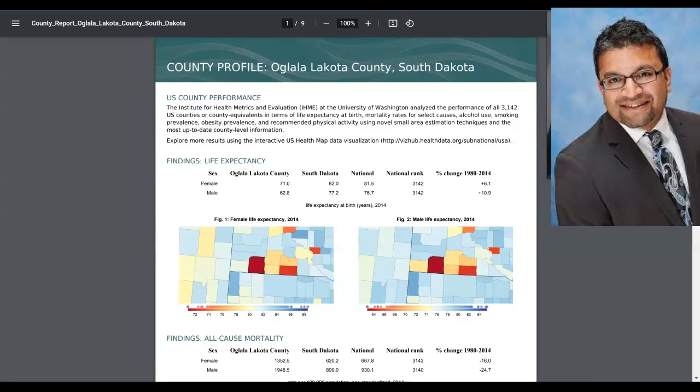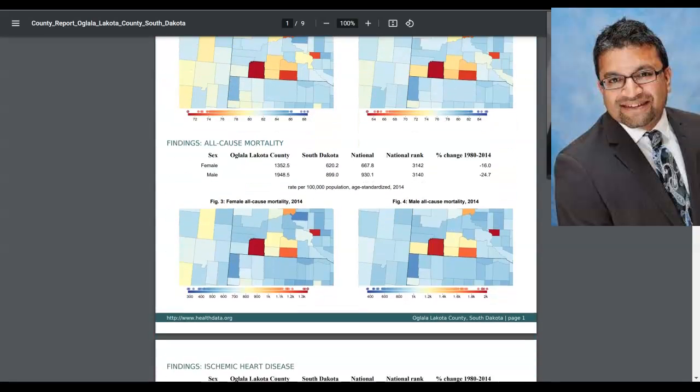So now looking at all-cause mortality, we see some of the same patterns here. And as we can see, all-cause mortality is much higher in Oglala Lakota County versus state and national. But something important to point out here is the fact that you have a decrease between 1980 and 2014. And so that is why it's so important to point out these numbers right here to take a look at if there's an improvement or not.